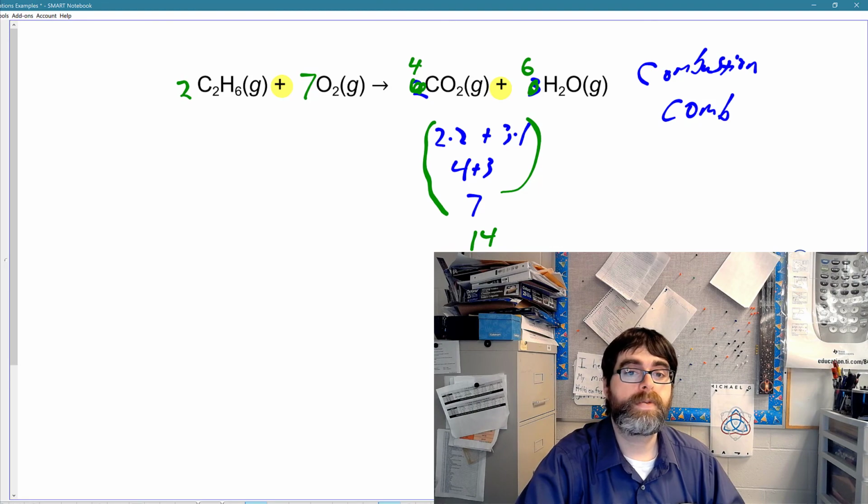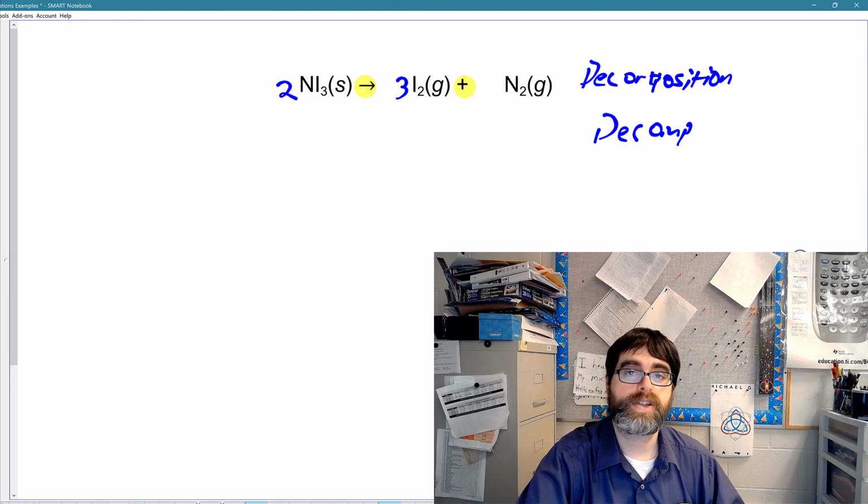And so that's how you go about identifying types of reactions and balancing reactions, and you're going to get some practice over these on your own here soon. So be sure if you have any questions that you let me know.